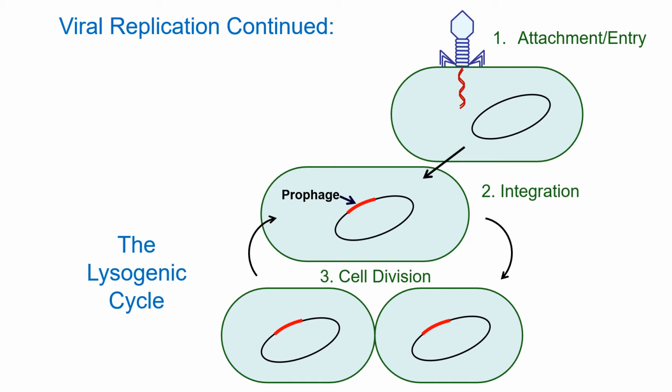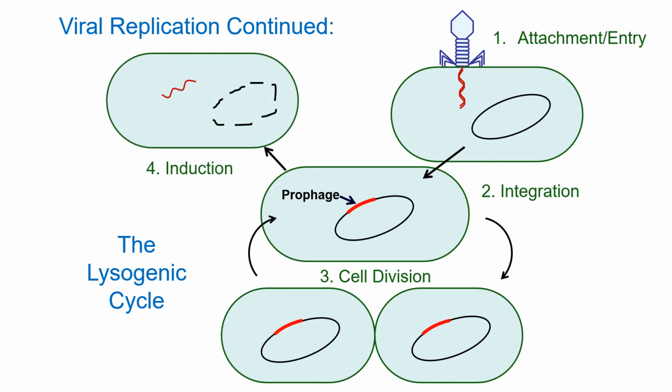But there's a trigger of some sort that will occur eventually, and it might be a change in pH or some other kind of stressor that will cause that prophage to excise or cut itself out of the chromosome. And at that stage, we enter into a new lytic cycle.